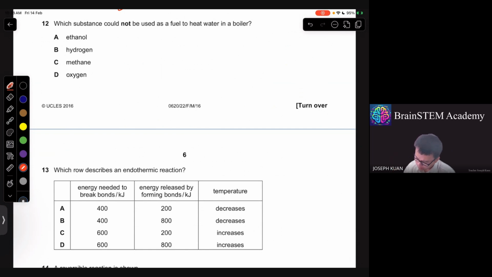That will be oxygen because the rest are actually fuels. Ethanol, hydrogen, and methane are all good fuels, whereas oxygen itself cannot be used as a fuel. It needs to be combined with a suitable fuel.